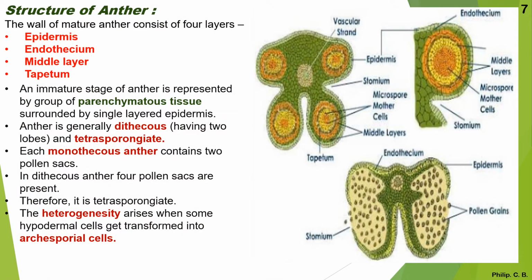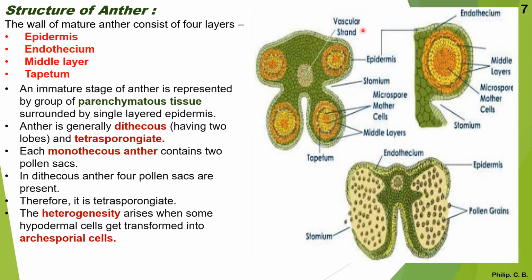Now moving further, structure of anther. So coming to the male part, the wall of the mature anther consists of four layers: epidermis, endothecium, middle layer, tapetum. So there are four parts in the anther. Now again you can see the image over here. First we can go through the image so it will be easier to understand the concept.